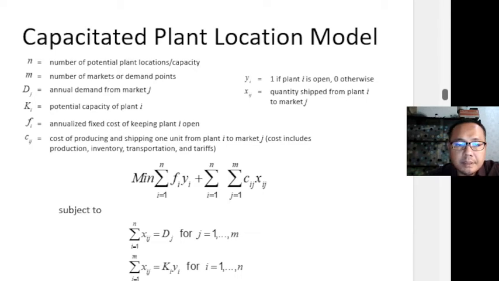The constraint in the first equation requires that the demand of each regional market be satisfied. The second constraint states that no plant can supply more than its capacity. The constraint in the last equation enforces that each plant is either open or closed. The solution identifies the plants that are to be kept open, their capacity, and the allocation of regional demand to these plants.